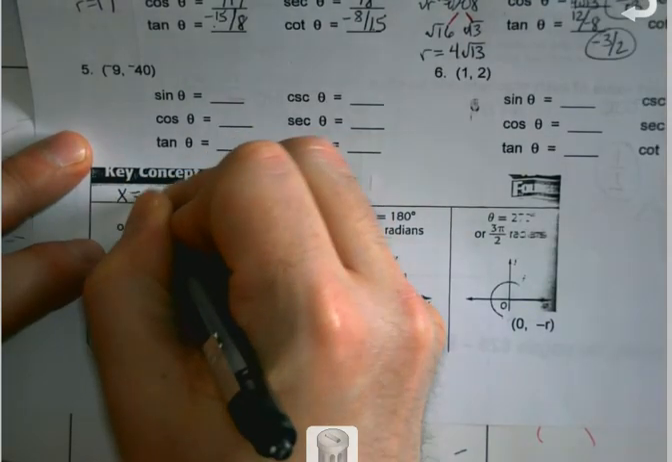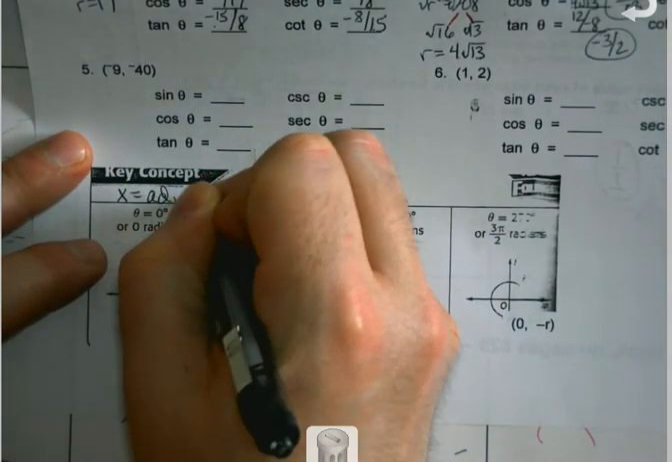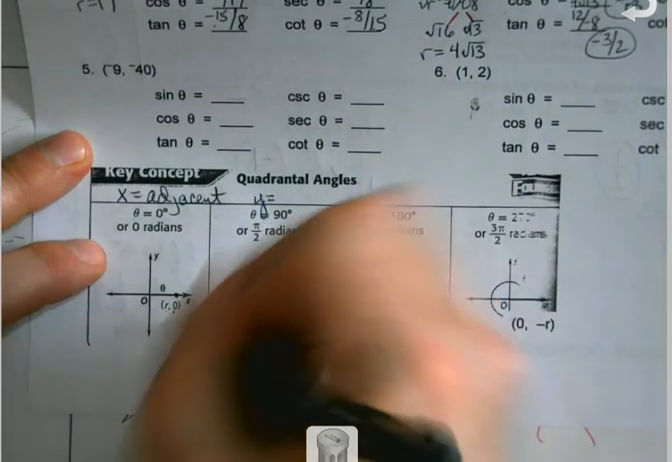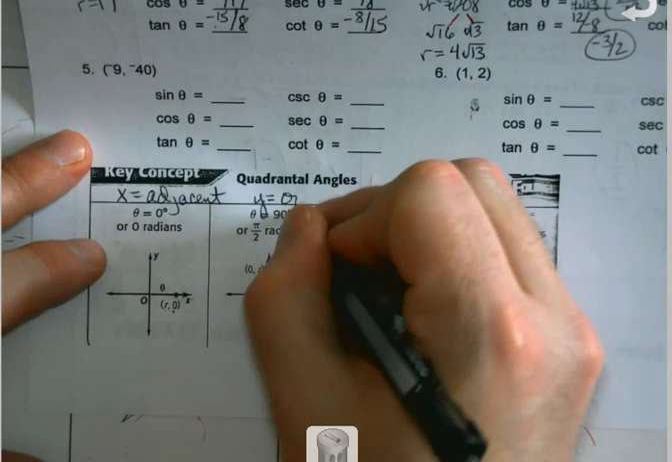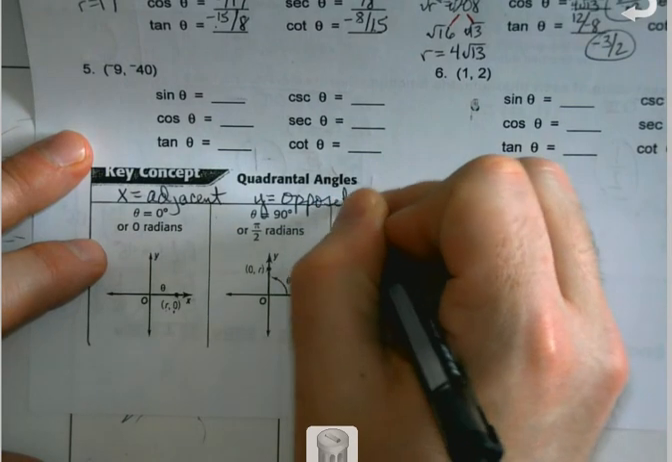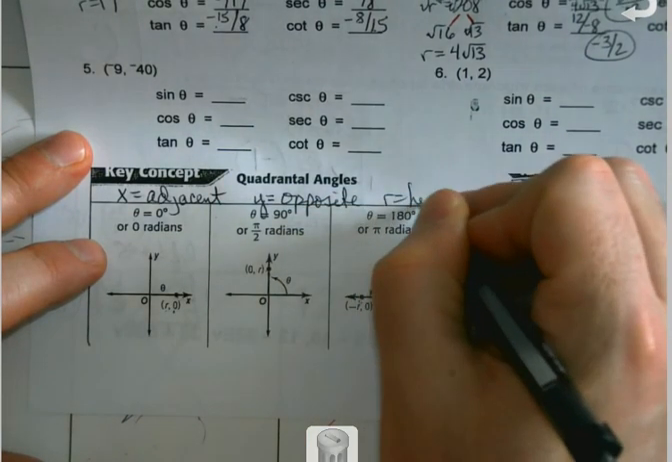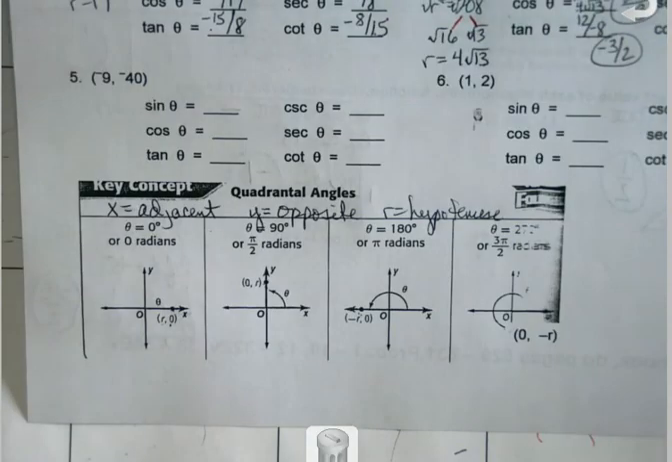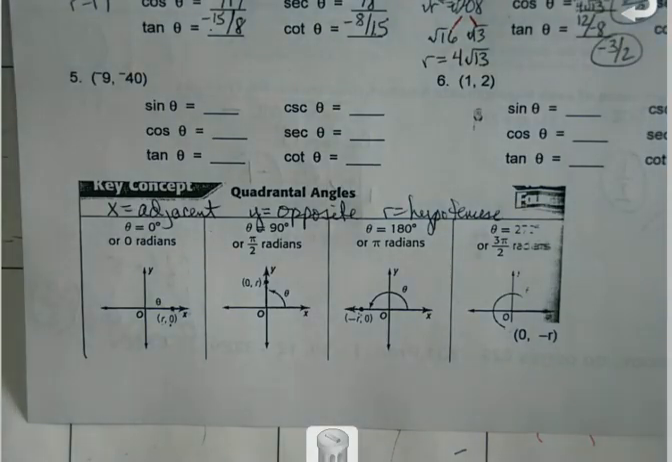Just as a reminder, x is still going to be adjacent, the y value within my coordinate point is still going to be the opposite, and r is still going to be the hypotenuse. You're like, okay, so what's really changing? Instead of me giving you a coordinate point with two numbers, one of your coordinates is going to be a variable, r. You're like, it's the hypotenuse then? No. Which is the tricky part.